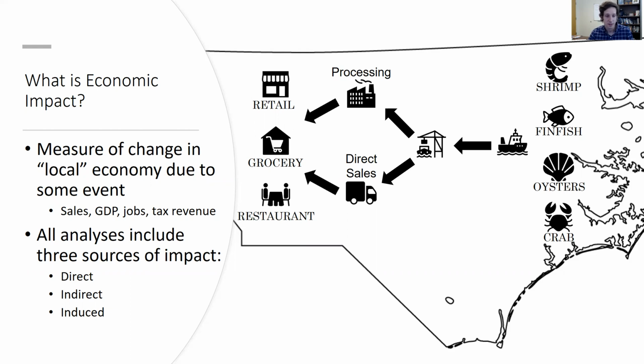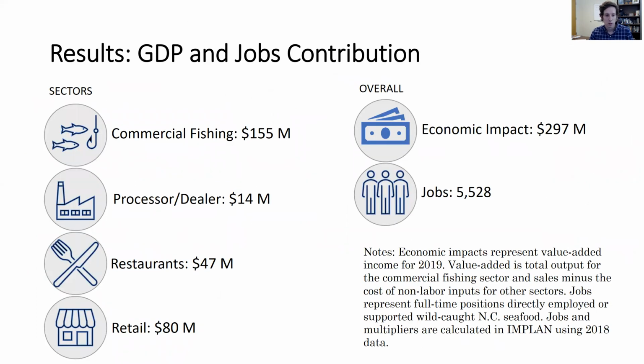As shown at right, the impact of wild-caught North Carolina seafood extends beyond the dock, and we follow the fish as they move throughout the economy in the state. To do so, we include the impact on four sectors: commercial harvesting, seafood dealers and processors, and the two main establishments that sell North Carolina seafood to consumers: restaurants and retailers. Overall, North Carolina seafood contributes almost $300 million to the state's GDP, the most commonly used measure of total economic output, and over 5,500 jobs in the state.